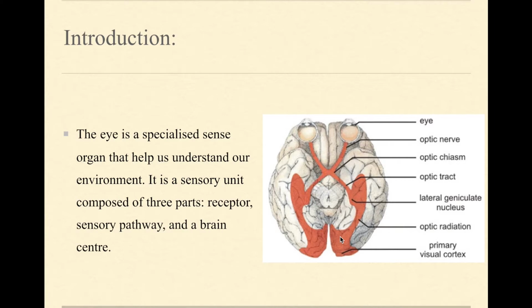That is located in the occipital lobe of the brain. And the primary visual cortex receives, integrates, and processes the visual information that they get from the optic nerves.